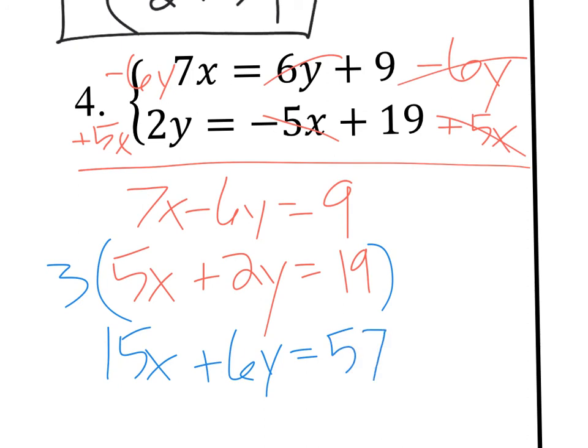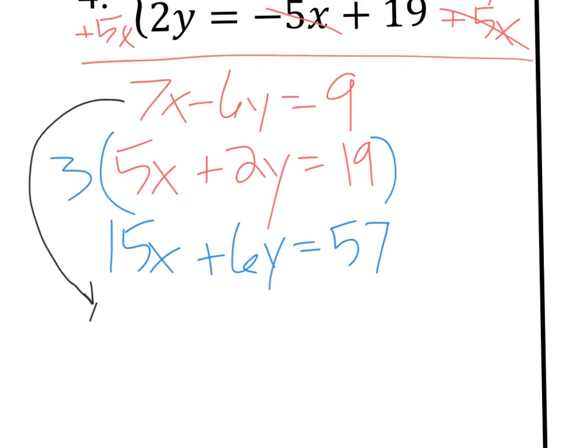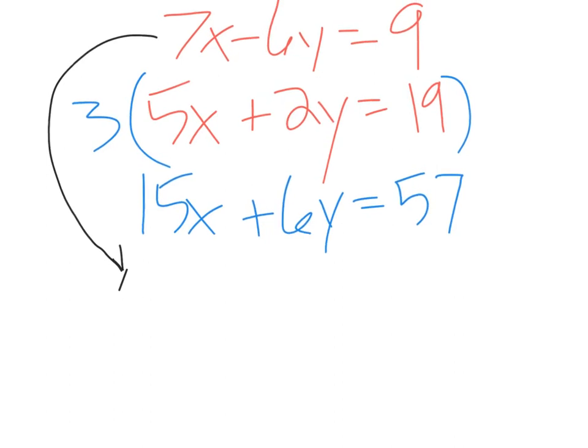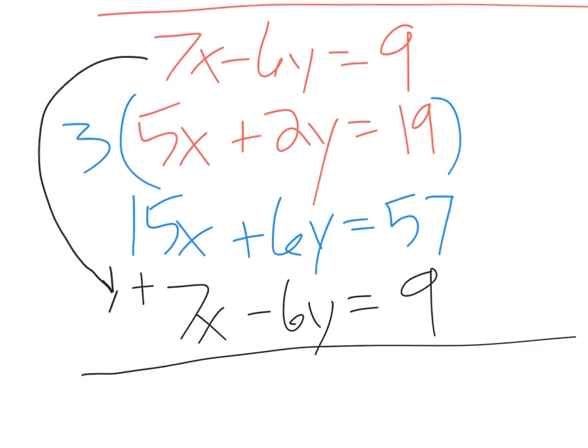And so what I'll do now is I'll just bring this equation down here. I'll stack them on top of each other. So that way when I combine them, it's clear what I'm eliminating. All right, so I'm going to add together the 15x and the 7x to make 22x. And then the y's would cancel, and that'll equal 66. 57 plus 9 is 66.